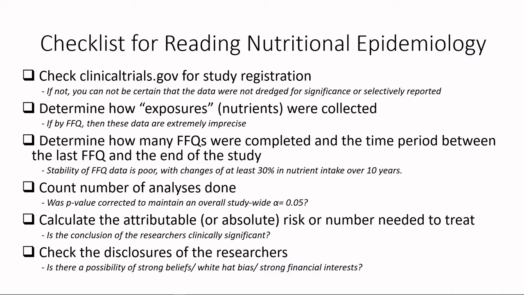These are some of the key points you should have in mind when doing a first pass through nutritional epidemiological research. First, pay close attention to point 3, the time frame between food frequency questionnaire and the end of the study. Point 4, the number of analyses done. And 5, calculating the attributable risk, also known as the absolute risk, depending on if you're talking about exposures or risk reduction, and number needed to treat. Points 4 and 5 deal with multiplicity and effect size, respectively. We'll circle back around to this checklist after this example.